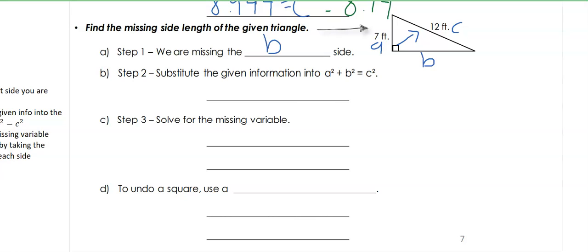So if I substitute our information into the formula, a I said is 7, so I'll have 7 squared plus b squared is equal to 12 squared. And now I can solve for my missing variable. To isolate b, I would need to subtract this 7 squared from each side. So I would have b squared is equal to 12 squared minus 7 squared.